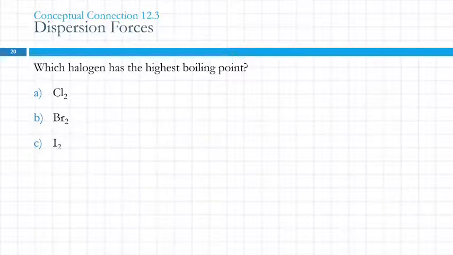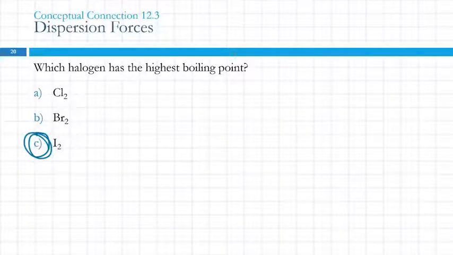So here's a question. Which halogen has the highest boiling point? The halogens are diatomic molecules. We've got chlorine, bromine, and iodine. Which one is going to have the highest boiling point? Say iodine. Yeah, it's going to be iodine.